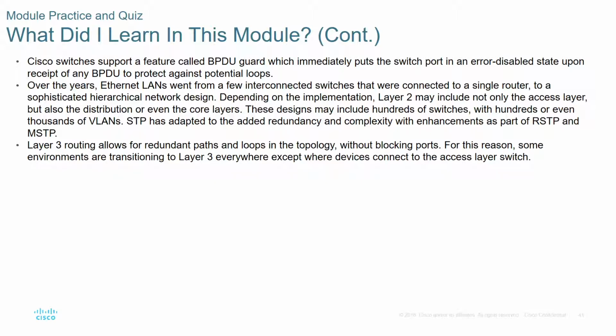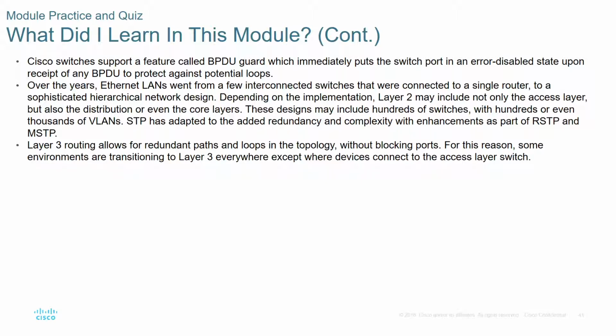Over the years, Ethernet LANs went from a few interconnected switches that were connected to a single router to a sophisticated hierarchical network design. Depending on the implementation, layer 2 may include not only the access layer, but also the distribution or even the core layers. These designs may include hundreds of switches with hundreds or even thousands of VLANs implemented amongst them. So spanning tree protocol is adapted to the added redundancy and complexity with enhancements such as rapid spanning tree protocol and multiple spanning tree protocol.